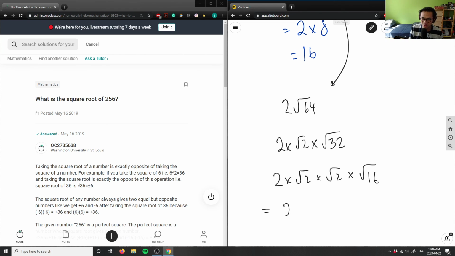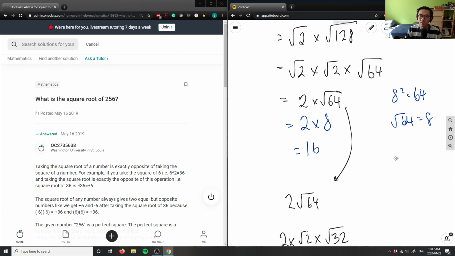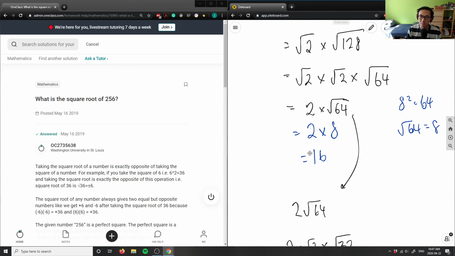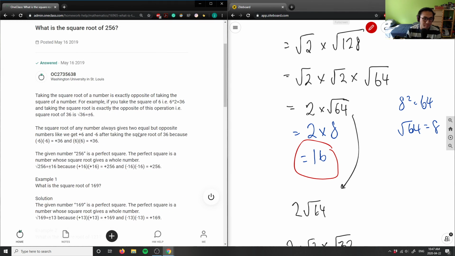This equals 2 times 2, since the square root of 2 times the square root of 2 is 2, times root 16. By then you would know that's 4 times root 16, and this is simply 4 times 4, which is 16. So the square root of 256 is simply 16. It's a perfect square, which is very nice for us.